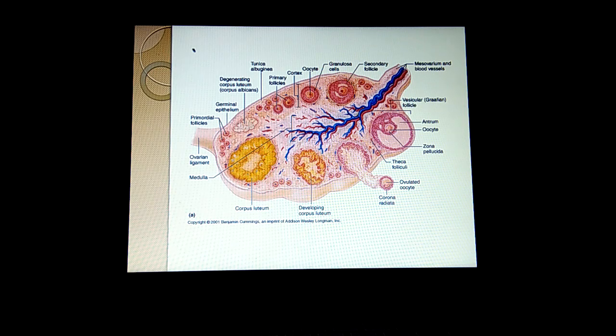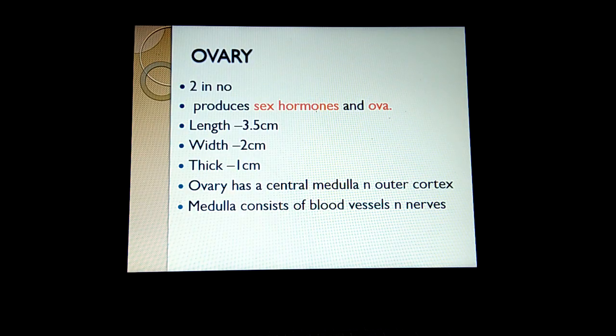So you can very well assess that follicles are developed in the cortical part of the ovary, and the follicles are seen in various stages of development. One of them you can see here being ovulated, coming out of the ovary, and you can also see the formation of the corpus luteum. The ovaries are two in number.